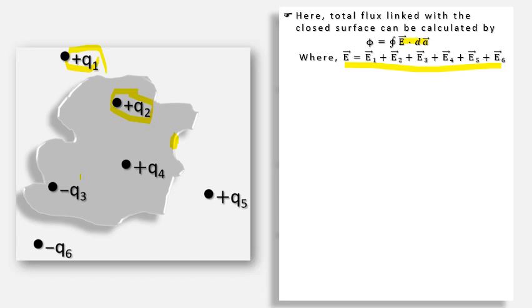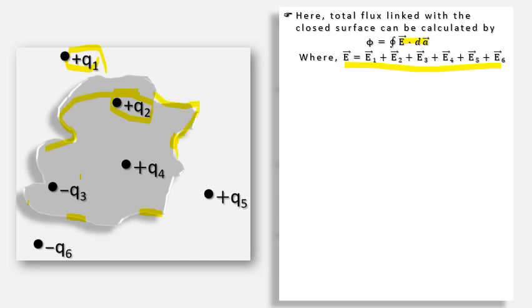Sounds easy, but practically if you try to apply this procedure, it's not that easy, because once you find out EdA, then you will have to go to the second small part. Suppose my second dA is here. Again I'll have to find out E1, E2, E3, E4, E5, E6. I have to sum up and find out the resultant electric field. Again I'll take EdA, then go to the next area element, and repeat the procedure, and I have to keep on doing that until I am done with the total surface.